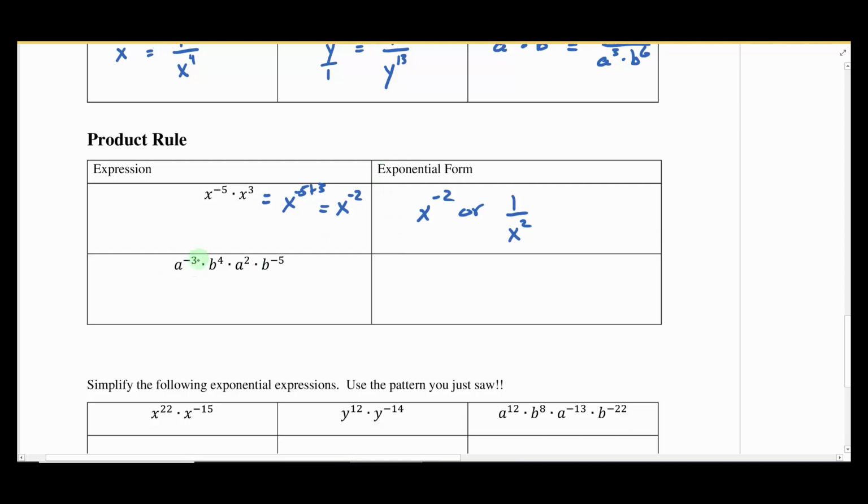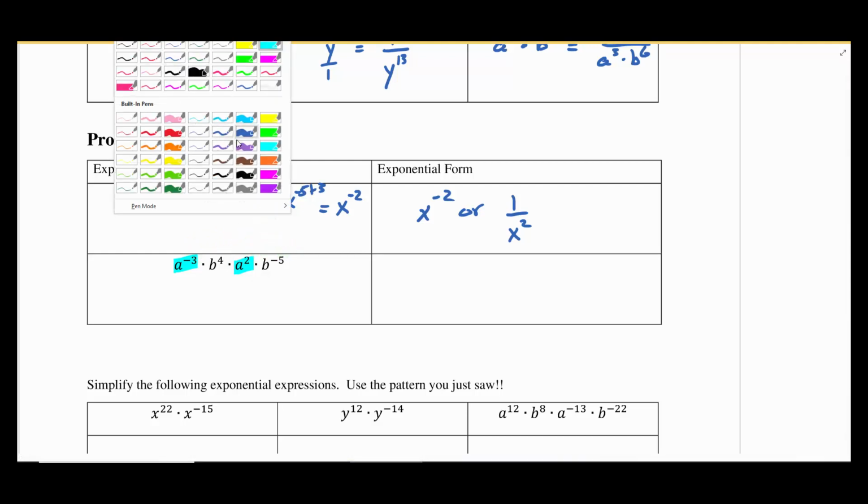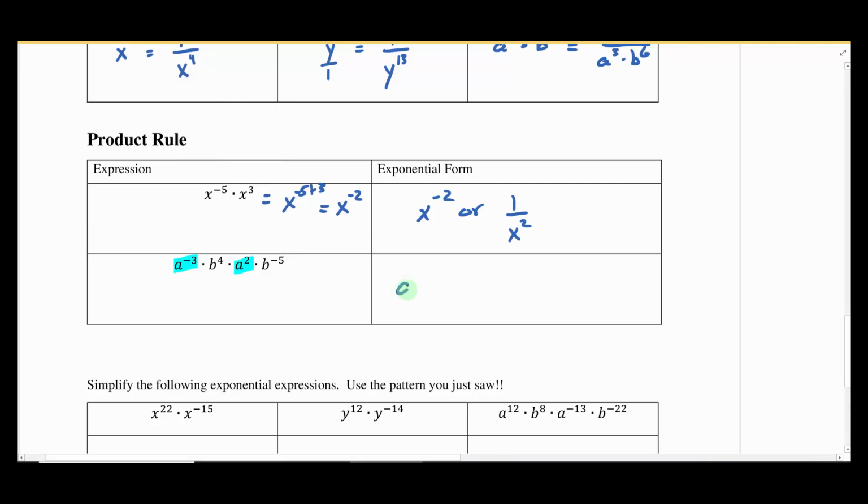Okay, I'm going to go here, we do the same thing. Remember, you can only do it with things that have the same base, so we can only combine the a's. If I do a to the negative third times a to the second, I can add those exponents. Negative 3 plus 2 is negative 1, so we can say a to the negative first, times, and then let's do the b's. This one is a positive 4, this one has a negative 5, so 4 plus negative 5 is again a negative 1.